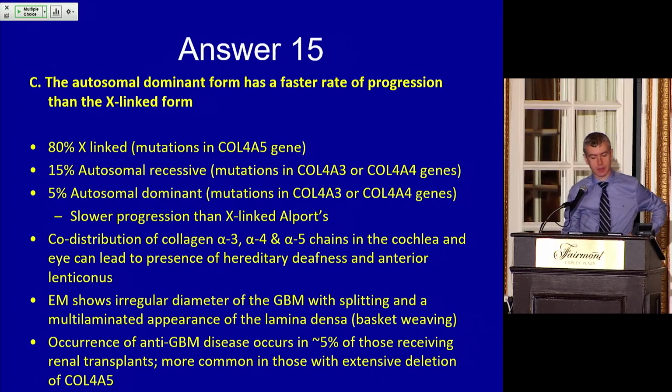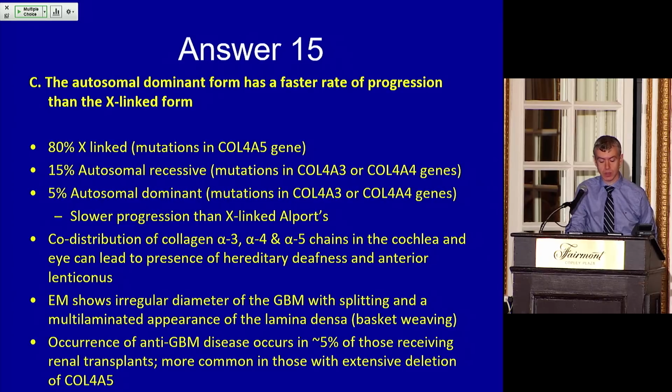So 80% of Alport syndrome is X-linked and are mutations in the COL4A5 gene. 15% autosomal recessive, which is mostly in the COL4A3 or COL4A4 genes. And around 5% are autosomal dominant, again, COL4A3 or COL4A4. The autosomal dominant typically has a slower progression than the X-linked Alport. The co-distribution of collagen alpha-3, 4, and 5 genes in the cochlea and eye can lead to the presence of hereditary deafness and anterior lenticonus.